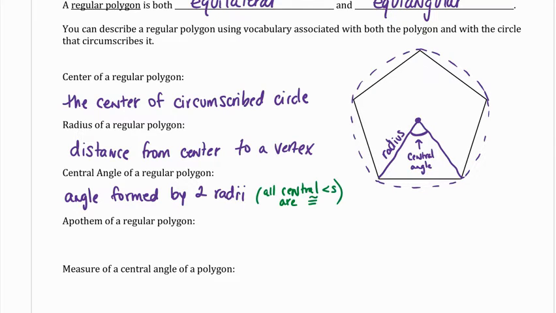360. So the whole way around is 360. And then I'm going to chop it up into the number of pieces I can make. In this case, I can make 5 because there's 5 sides. So it will always be 360 divided by your number of sides. So if I want the measure of that central angle, I'm going to do 360 degrees divided by n, and that n is your number of sides.